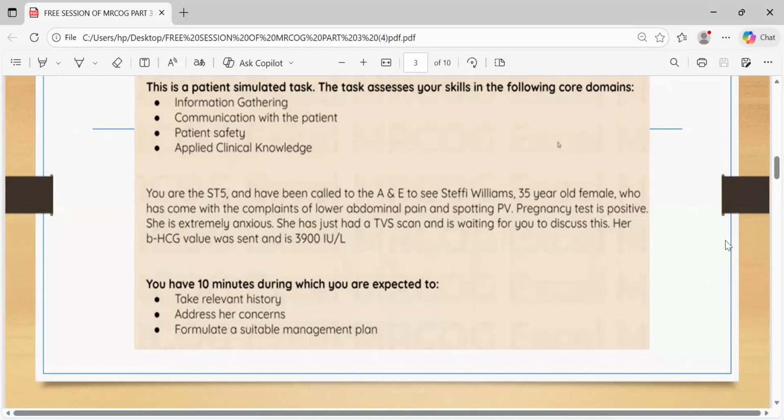Now, the important one is blood group. Blood group is already given, and it is very important to utilize the information which is already given. Like, you can say, I can see your blood group is A positive. Am I right? She will say yes. So, any concerns regarding blood transfusion? Okay, so these are the points which you have to ask in early pregnancy.